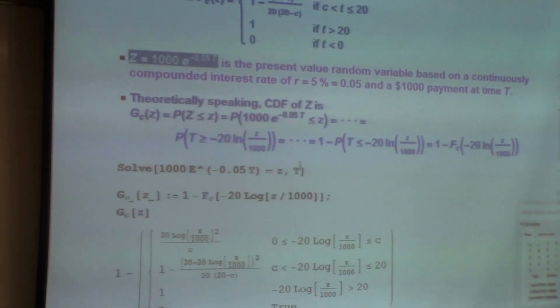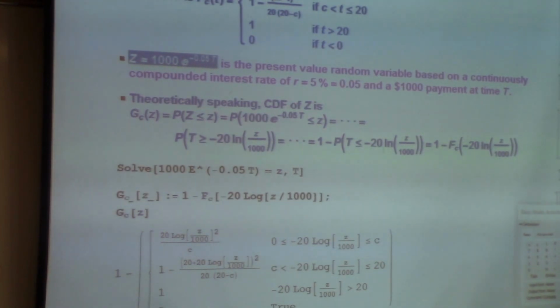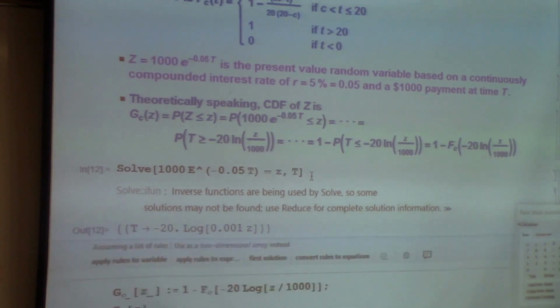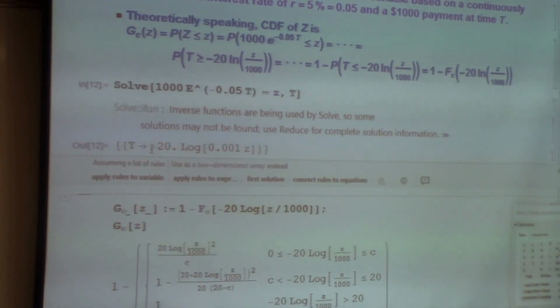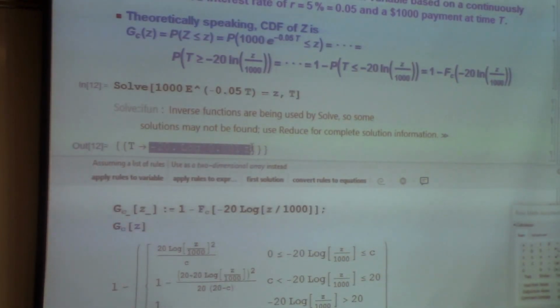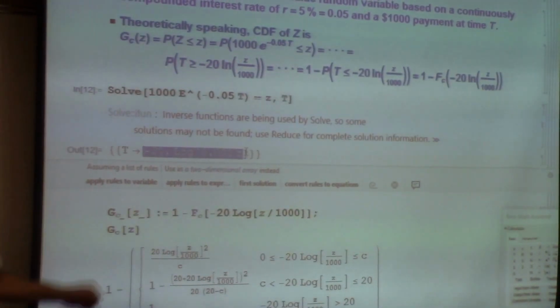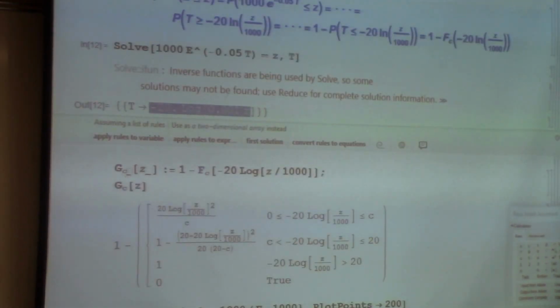As far as solving the inequality for t, I did it as an equation. Solve can be used to do that. Negative 20 log of 0.001 z is the same as negative 20 times natural log of z over 1,000. I created g in this way.